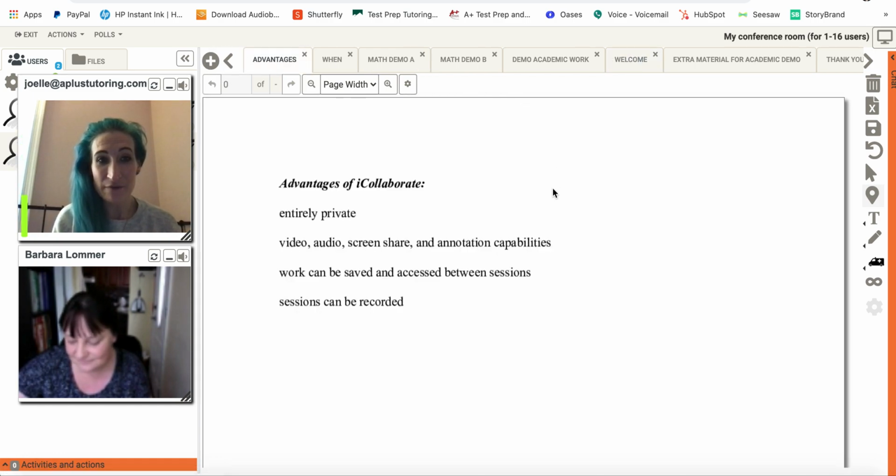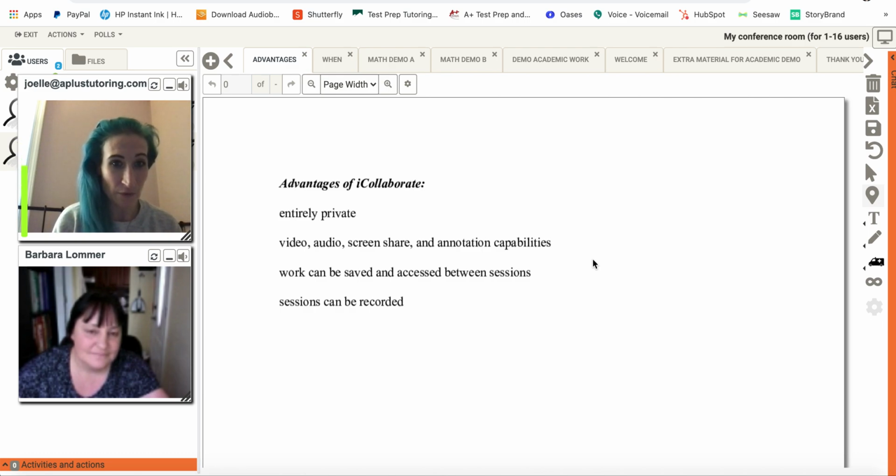So here's a few advantages of using iCollaborate in a tutoring or test prep setting. It is entirely private. It has many audio, video, screen share, annotation capabilities. You can see I'm using my pointer tool here. And it takes all of these different capabilities that in a lot of circumstances you would have to use multiple platforms for, and puts them all together inside of one platform to make things much easier for both the teachers and tutors as well as the students to use.